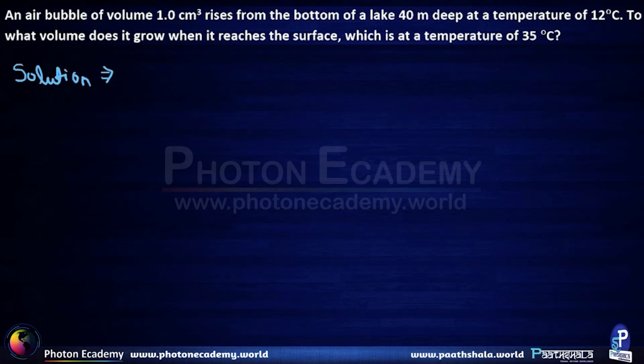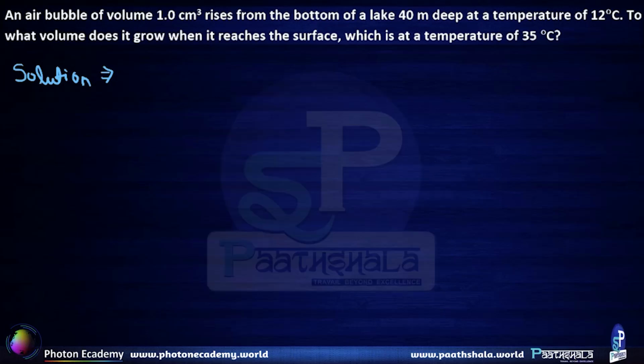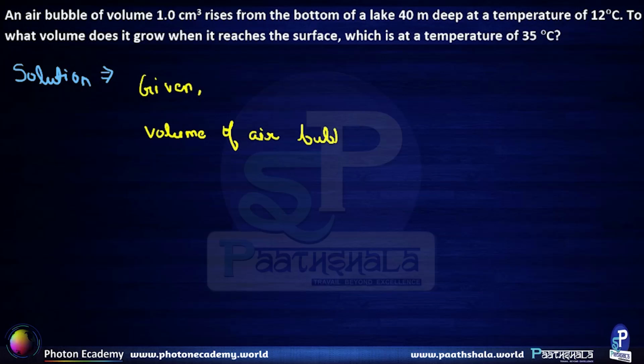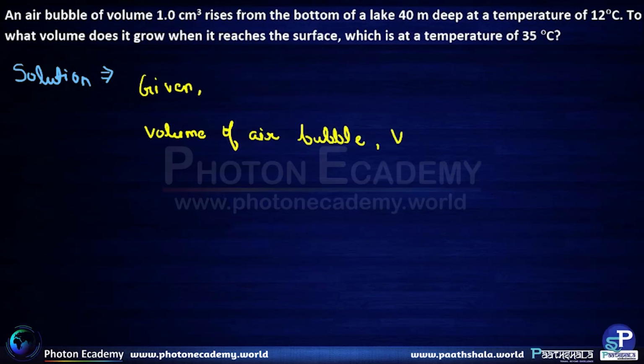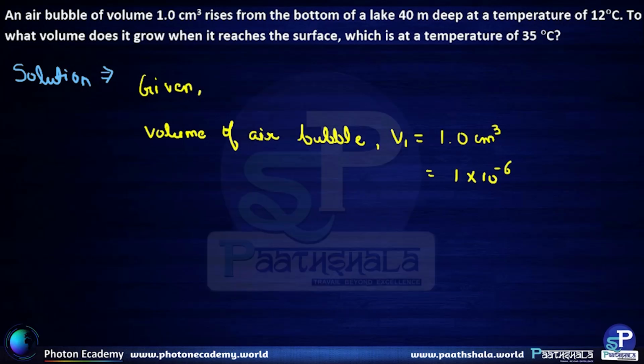So what is given to us? The volume of the air bubble, we will denote it as V1, is equal to 1 cm³. So in m³ it is equal to 1 × 10^-6 m³.